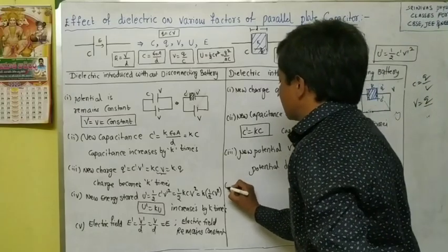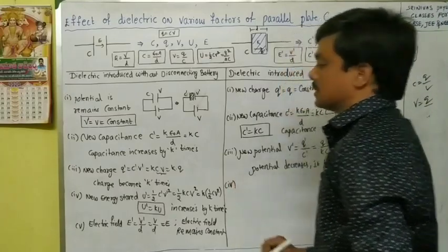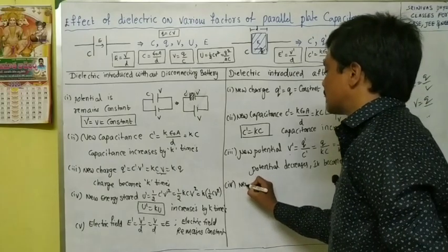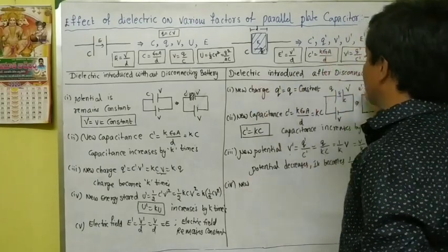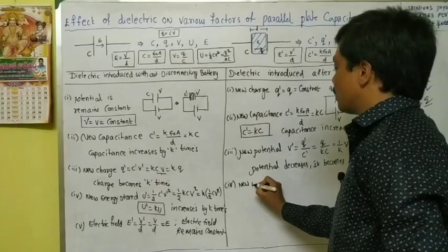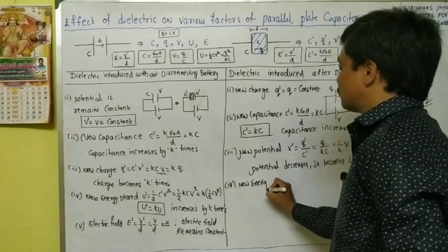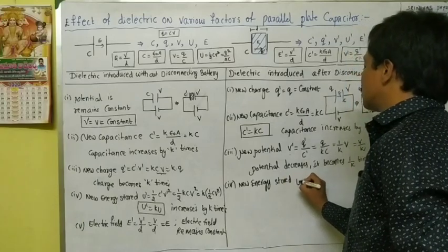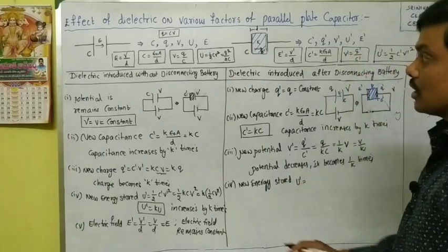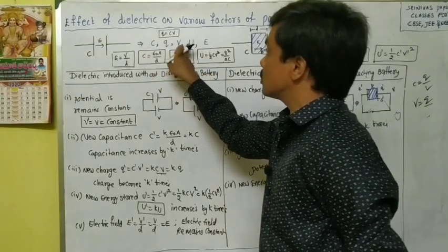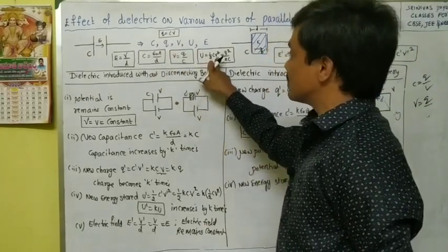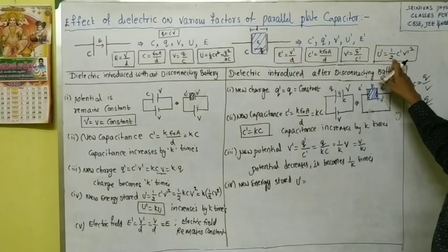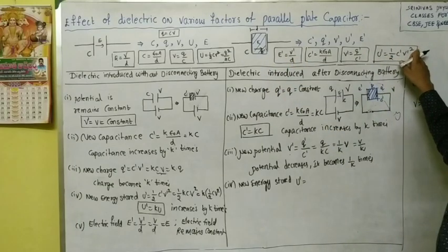And the fourth point is what happens to the energy stored after introducing the dielectric slab. We are introducing the dielectric after disconnecting the battery. The energy stored after introducing the dielectric slab is U dash. Before introducing it, the energy stored is U, and its formula is half CV square. After introducing it, the energy stored is U dash, and its formula is half C dash V dash square, right?